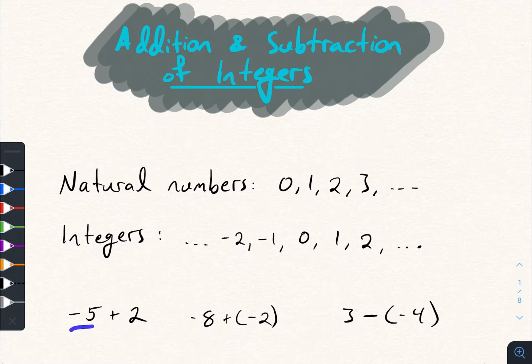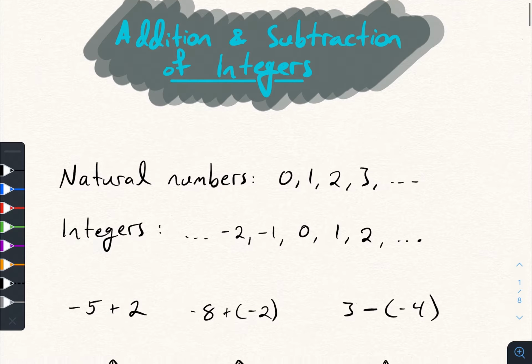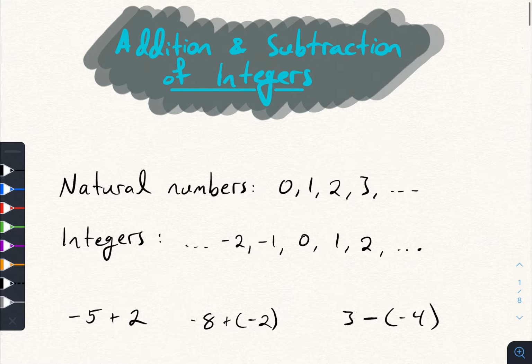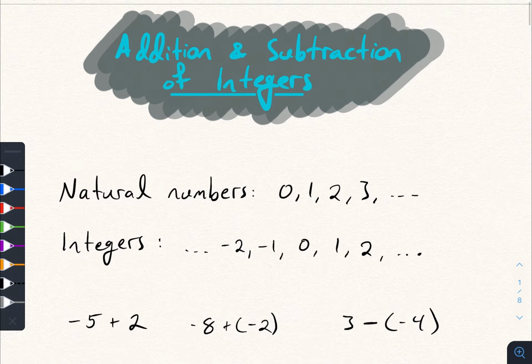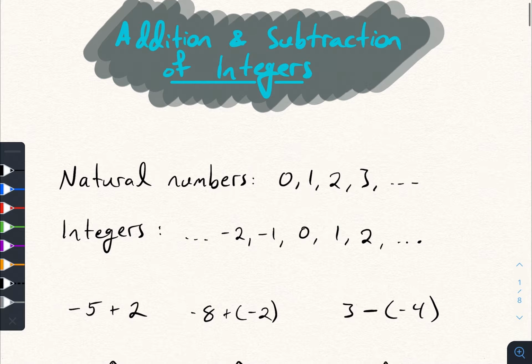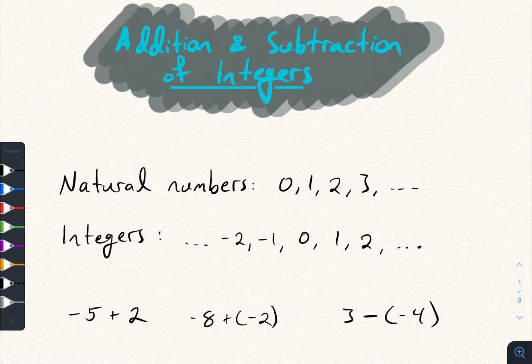So things like -5 plus 2, or -8 plus -2, or 3 minus -4, things like that. So when young students are first learning how to perform operations with negative numbers, it's good to have some sort of models to go off of. And these models could be real world models, or they could be just like classroom models or whatever.